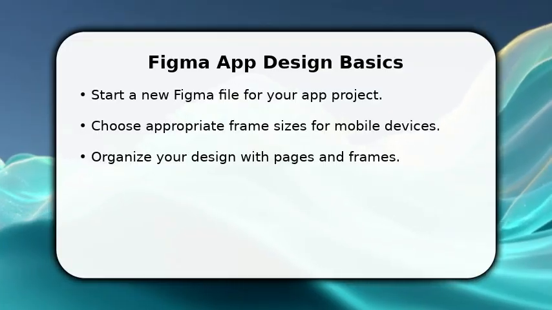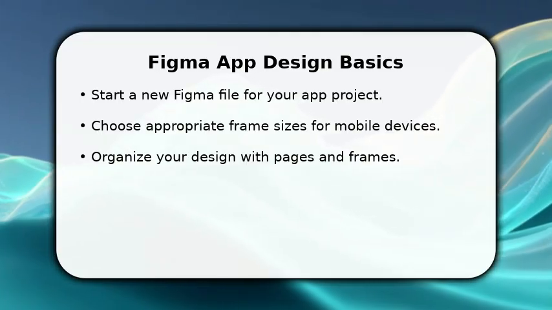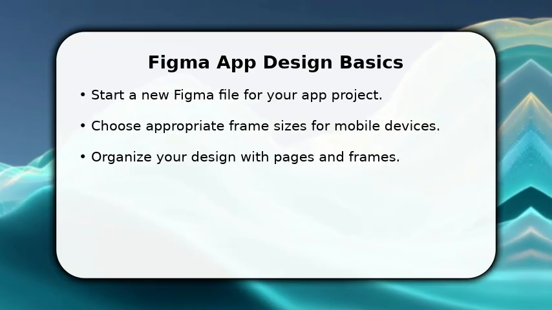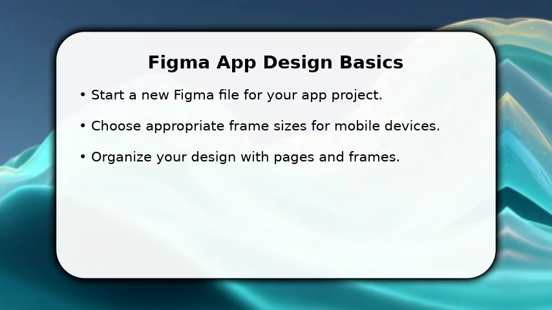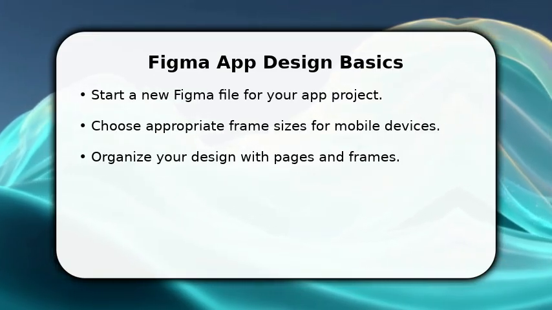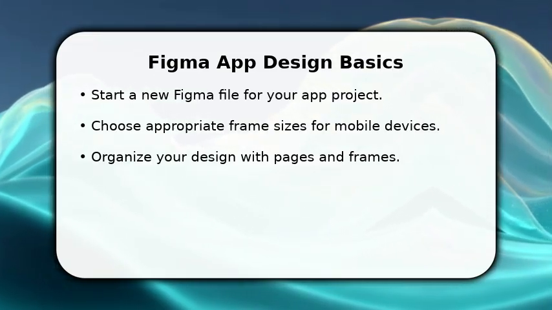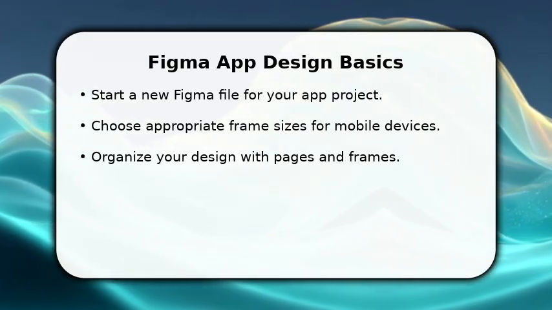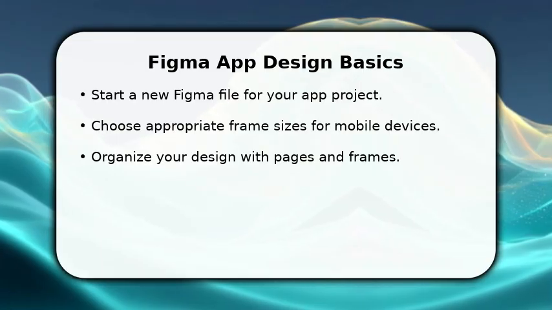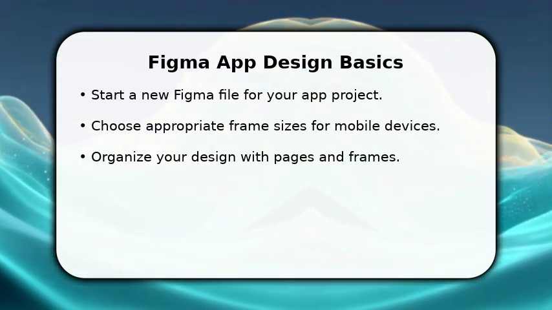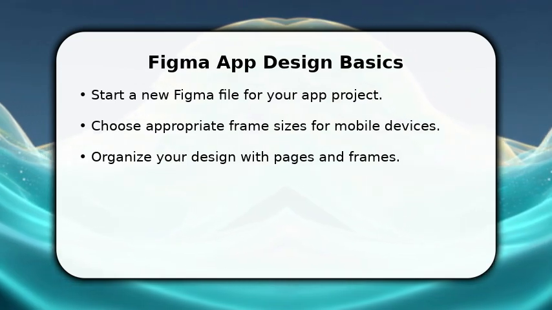In this video, I will explain how to make a Figma design for an app. First, open Figma and create a new design file. Select a mobile frame preset like iPhone 15 Pro to ensure your canvas is correctly sized for app screens. Organize your work by creating separate pages for different sections of your app, keeping your project tidy and easy to navigate. This foundational setup is crucial for an efficient design workflow.